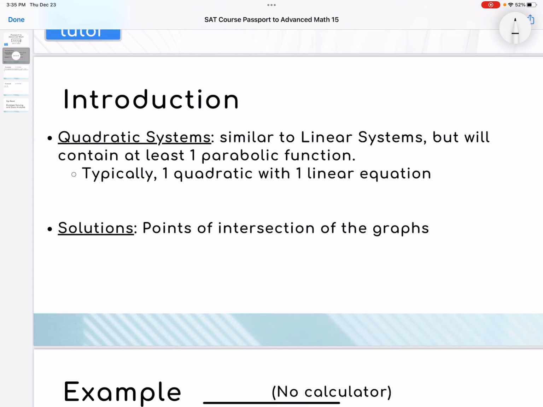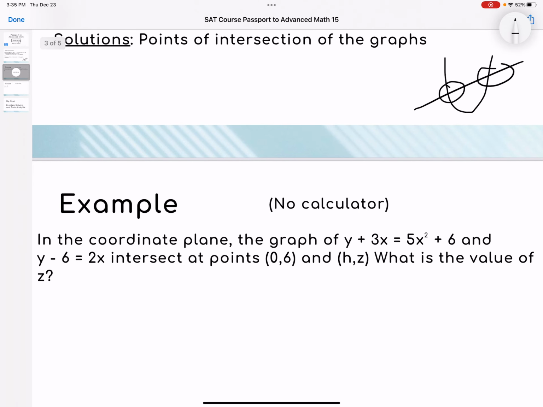And then solutions, of course, just like in linear systems of equations, are also going to be points of intersection of the graph. So just where is this parabola basically touching that linear graph? In this case, it would be there and there. So solutions are still points of intersection. Those really are the same definitions as when we're dealing with linear systems. The system just means more than one equation, and the solutions are points of intersection. So let's get into a couple different examples.